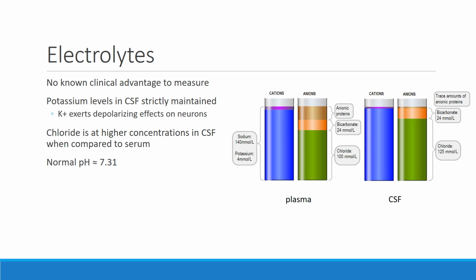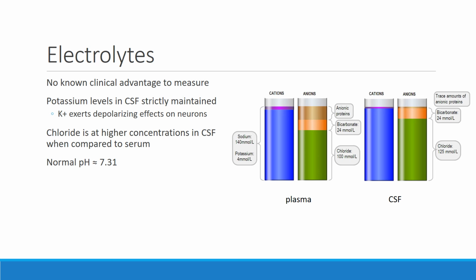The electrolytes, again, we don't really test for electrolytes in the CSF too much, and that's because measuring them has shown no advantage. Knowing what your electrolyte levels are in the CSF really has shown no clinical advantage to the physician. And part of the reason is it's very difficult to know what the normal is for these levels.